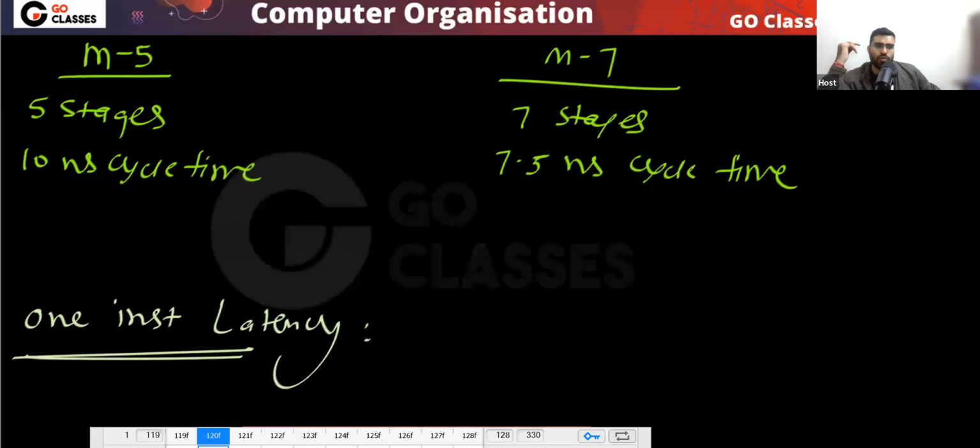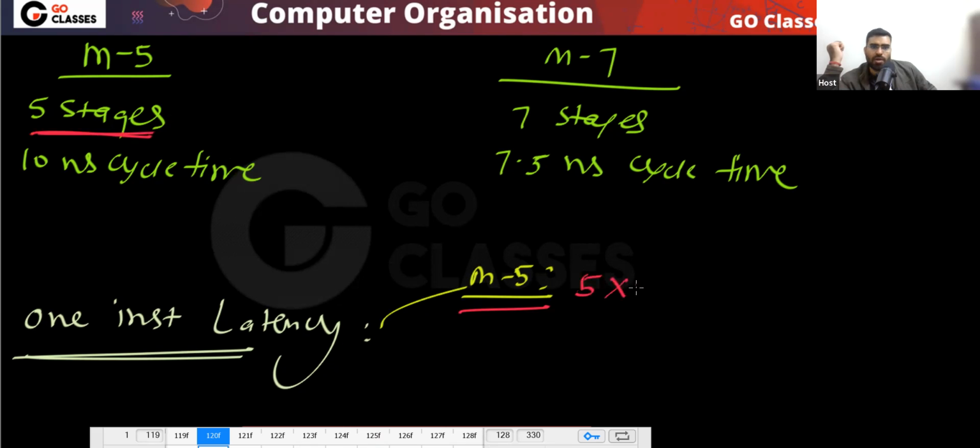Tell me what will happen for one instruction. So for one instruction, M5, this pipeline will take how much time? For one instruction, you have to go through all the stages. So that will be like 50 nanoseconds.